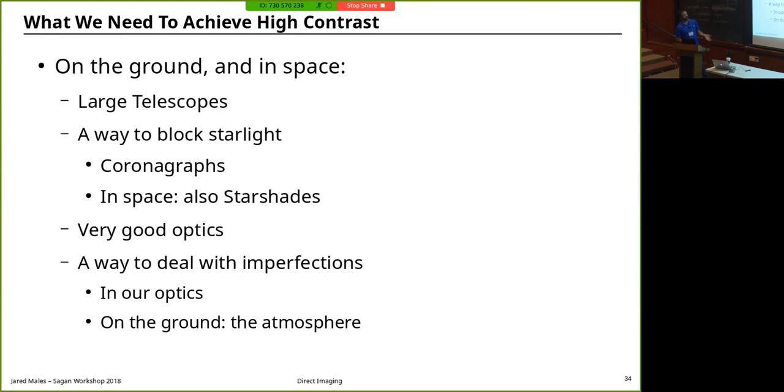So what we need is large telescopes. Large kind of depends on who you are and what you mean, but we're talking about 4 meters to 40 meters. 4 meters would be a HabEx-class space telescope, and 40 meters is the ELT being built by ESO.